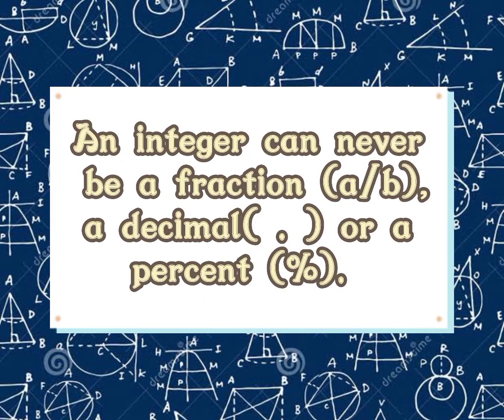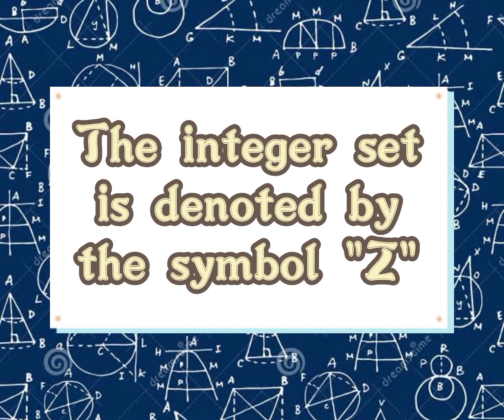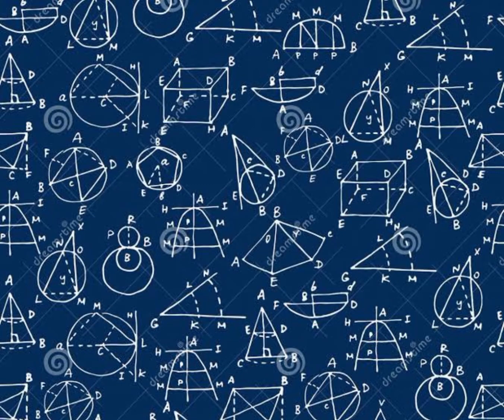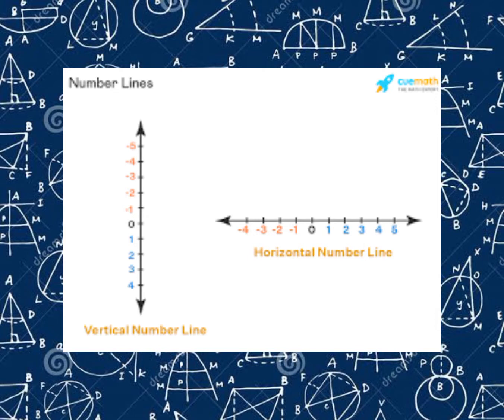An integer can never be a fraction, a decimal, or a percent. The integer set is denoted by the symbol like this. The set of all integers is denoted as. On the number line, integers are represented as follows. 0 is the center of the number line and it is called the origin. As you can see, all of the numbers to the left of the origin are negative numbers and the right side are all positive.